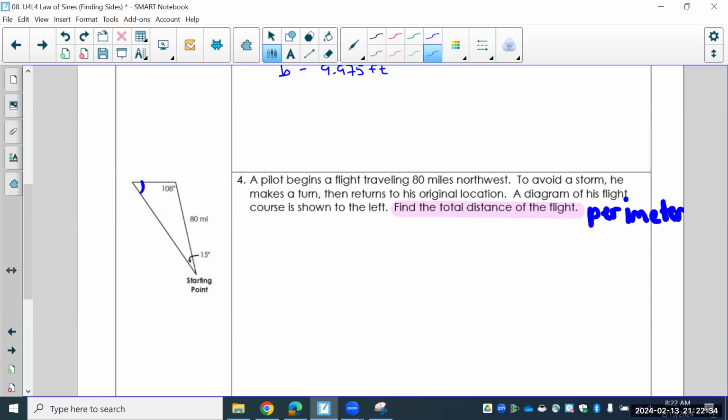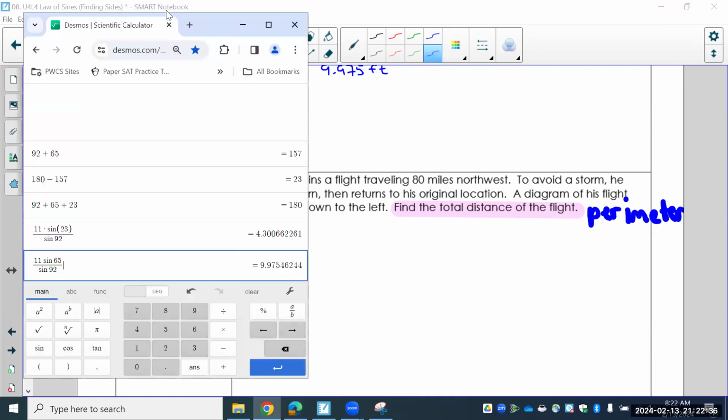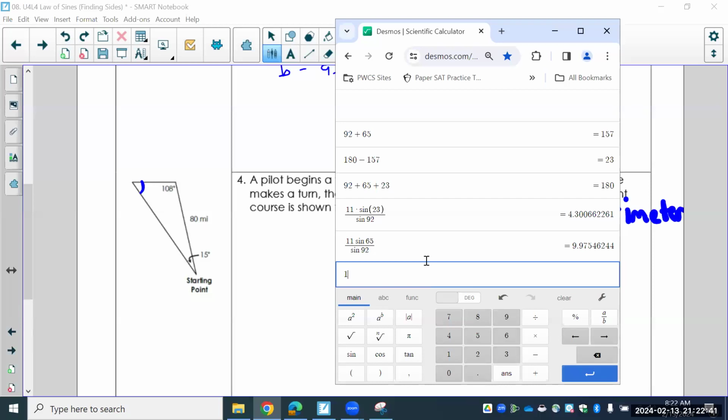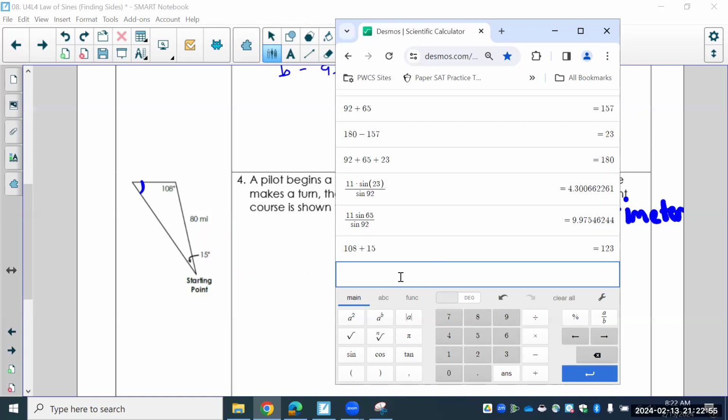To find that angle, I'm going to get out my Desmos again, and I'm going to take 108 degrees and add it to 15. This is maybe the first time I've ever seen them put an angle outside of the triangle. The reason they're doing that is they can't write it in there. I mean, they could have, but they do that sometimes. So just be careful. 180 minus 123. So that angle right there will be 57 degrees.